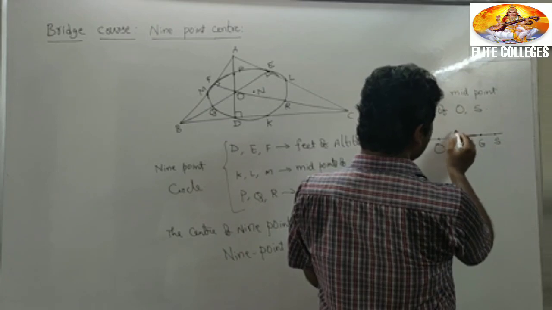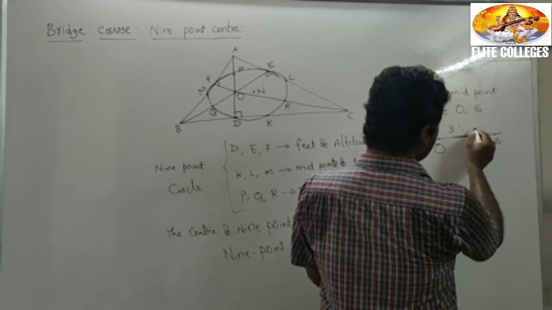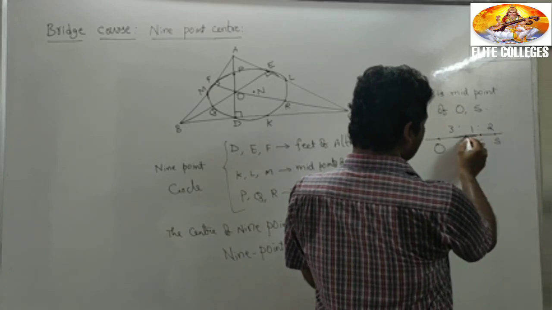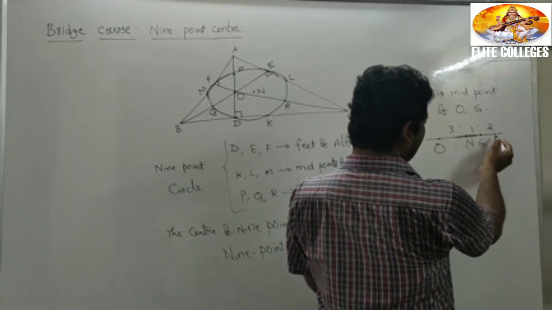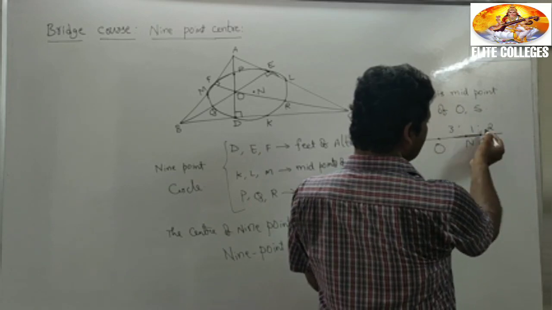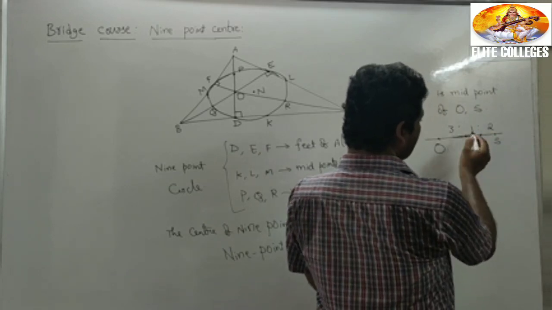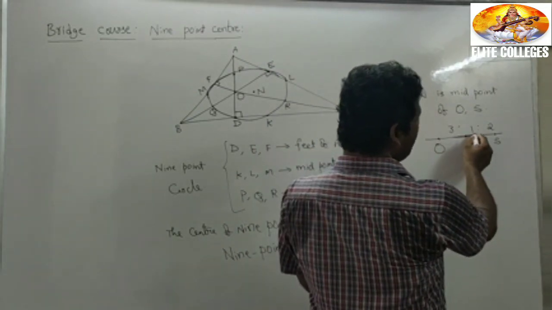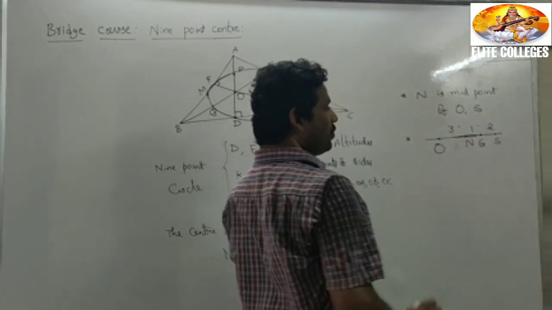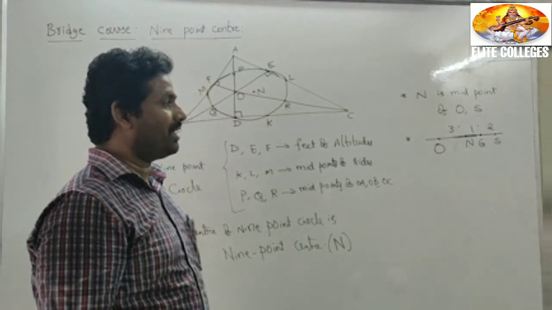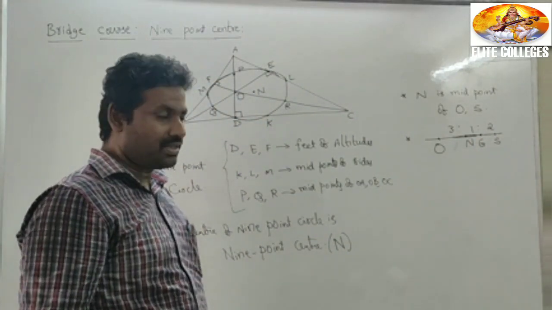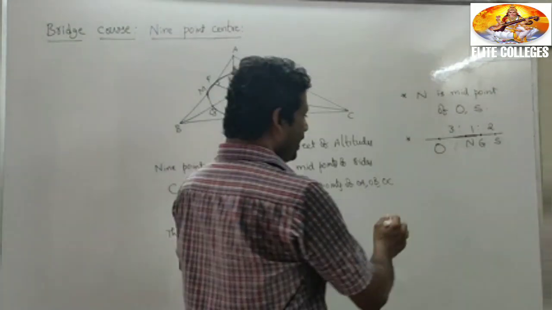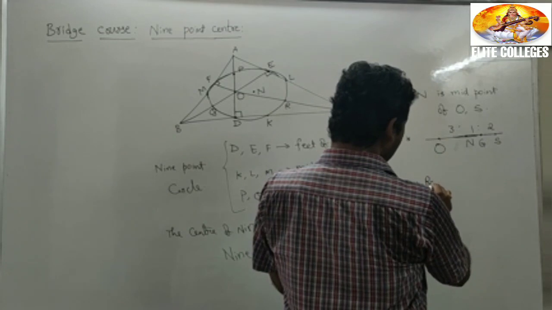N is the midpoint. So see the ratio 3:1:2. 1 plus 2 is 3. That means N divides the orthocenter and circumcenter in the ratio 1:1. So N is the midpoint. And moreover, the centroid: 3 plus 1 is 4, so 4:2, that means 2:1. So that's why ONGC, 3:1:2.